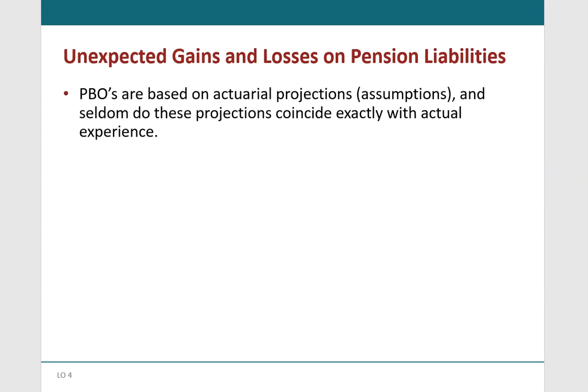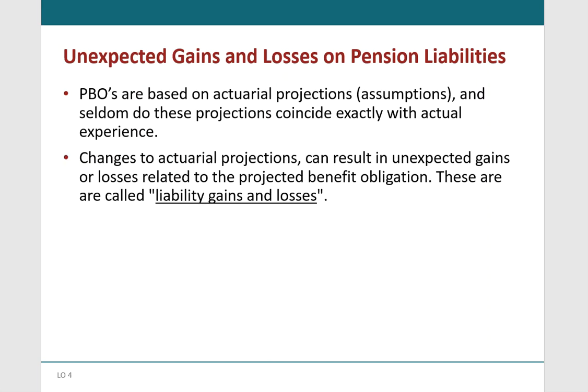Unexpected gains and losses can also arise on pension liabilities. Pension benefit obligations are based on actuarial projections, which are assumptions, and seldom do these projections coincide exactly with actual experience. Changes to actuarial projections can result in unexpected gains or losses related to this projected benefit obligation. These are called liability gains and losses.